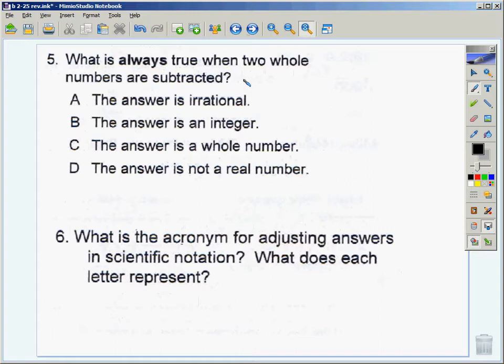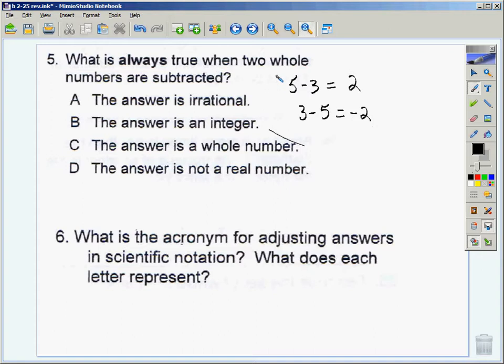Number 5, what is always true when 2 whole numbers are subtracted? And again, I would try to stay with small numbers. And I would always recommend that you pick something to do. I might do 5 minus 3, which would give me 2. But it's also possible that I could have done 3 minus 5, which would be negative 2.